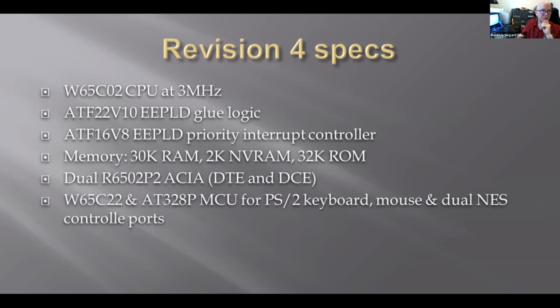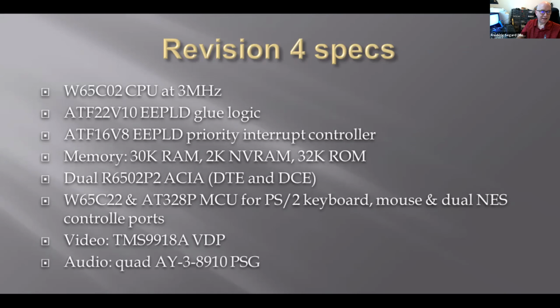And I've got a combination of 65C22 VIA with a microcontroller that takes the input of the PS2 keyboard and mouse and does the translation, and you get the proper ASCII codes instead of doing the decoding of the scan codes that's usually output from the keyboard, and dual NES controller ports. The video, like I mentioned earlier, it's a TMS 99188 chip, and I've got 4 PSGs.